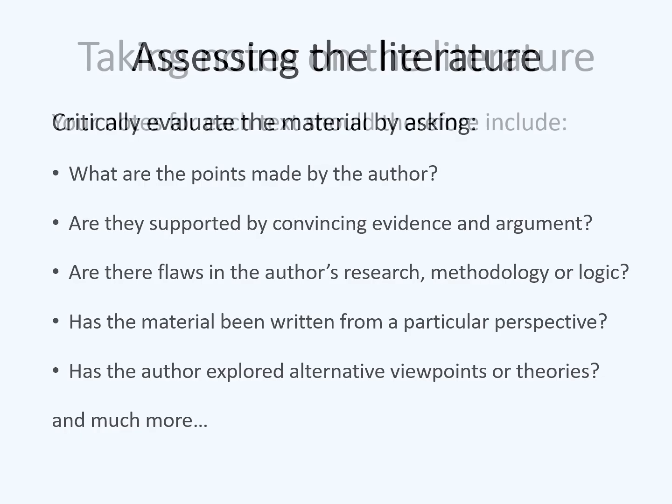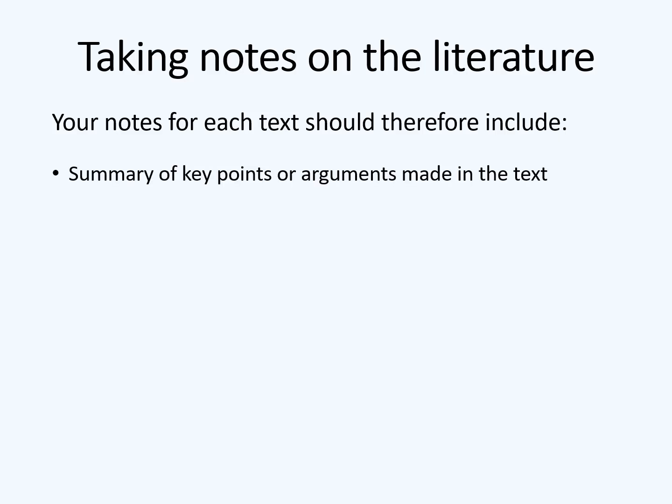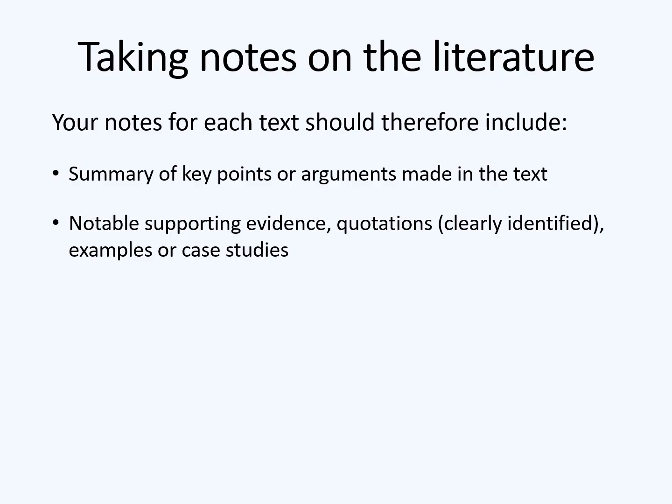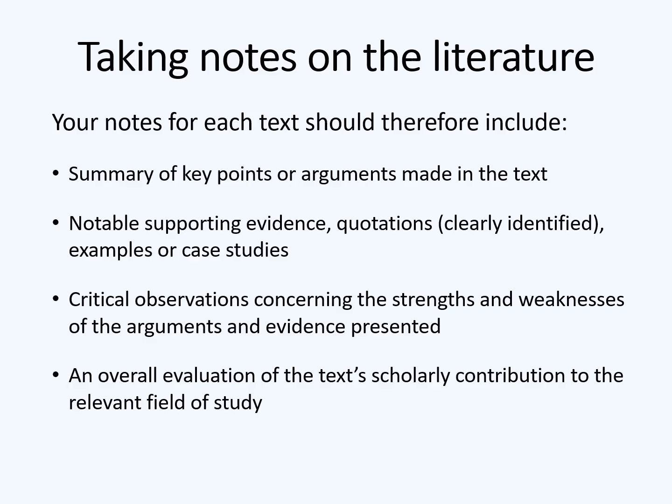Your notes for each text should therefore include a summary of the key points or arguments made in the text, notable supporting evidence, quotations clearly identified, examples or case studies, your critical observations concerning the strengths and weaknesses of the arguments and evidence presented, and an overall evaluation of the text's scholarly contribution to the relevant field of study. You should also note down the bibliographic details of the source so that you can reference it accurately at the end of your work.